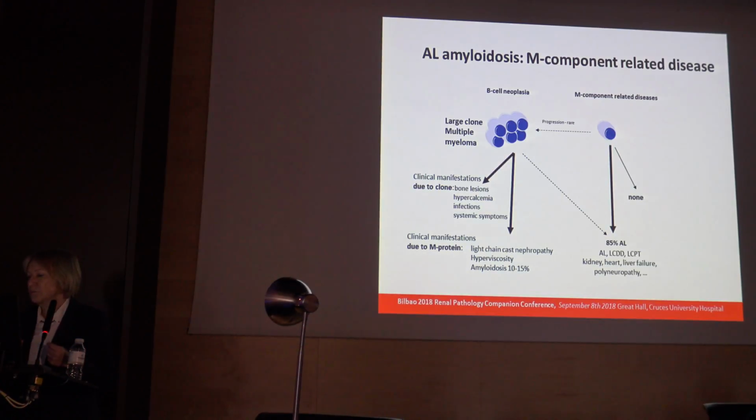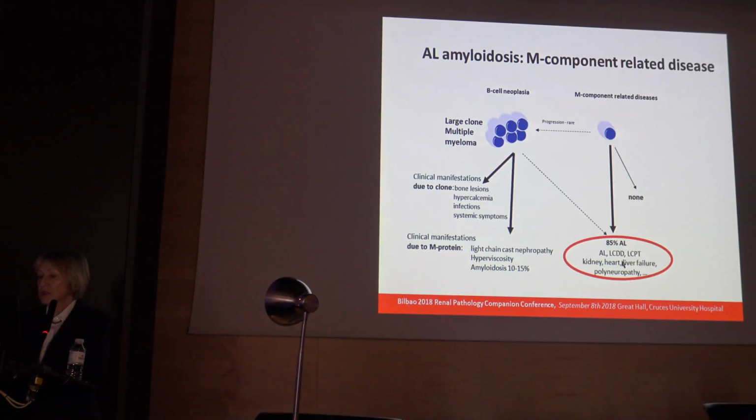But only about 10 to 15% of such patients will have light chain amyloidosis, and these patients tend to be at the lower spectrum of the tumor burden, okay? The great majority of patients with AL, at least 85%, have what we refer to as M component related disease. We have a small clone such that clinically there are really no manifestations due to the clone. So the clinical suspicion may be difficult to arrive at, but yet 85% of patients with light chain amyloid will have this type of disease.